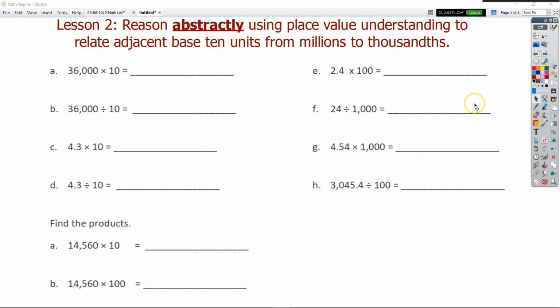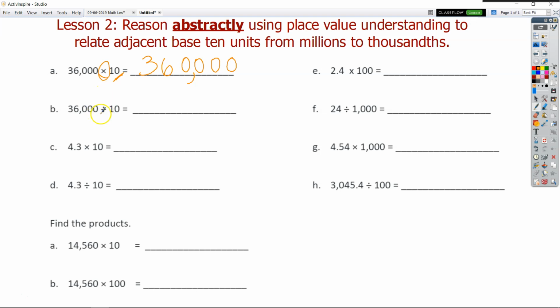So now students should be able to look here and notice that, for example, in the top A here, this 36,000 times 10 is going to increase because we are using the operation multiplication, and it's going to increase by one place value. So this number is going to now be 360,000. And the same thing goes for B.